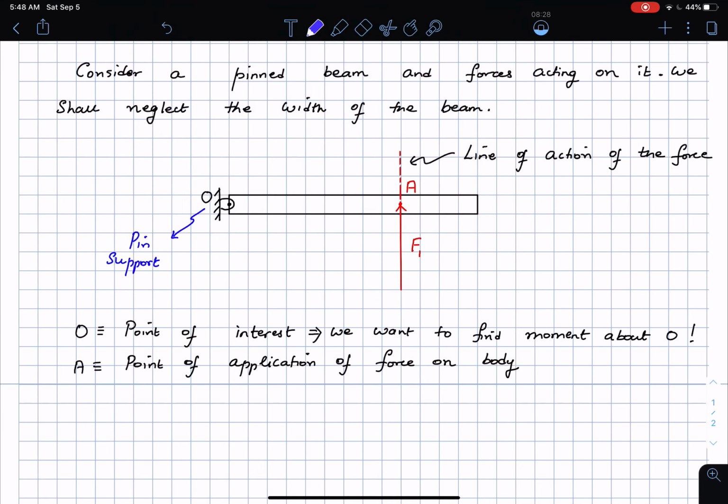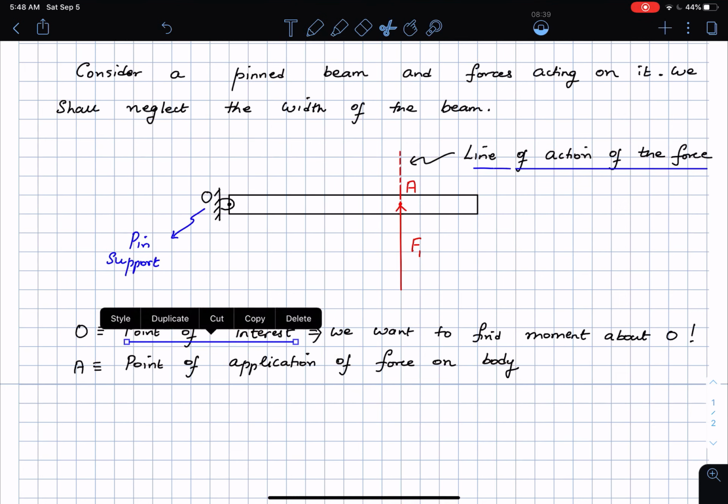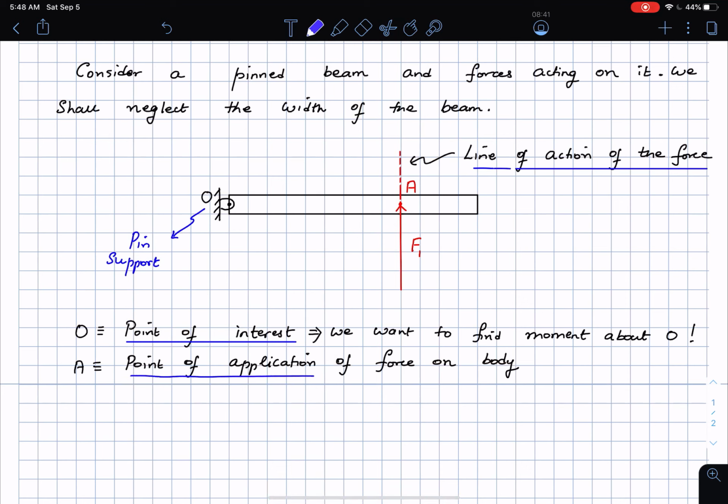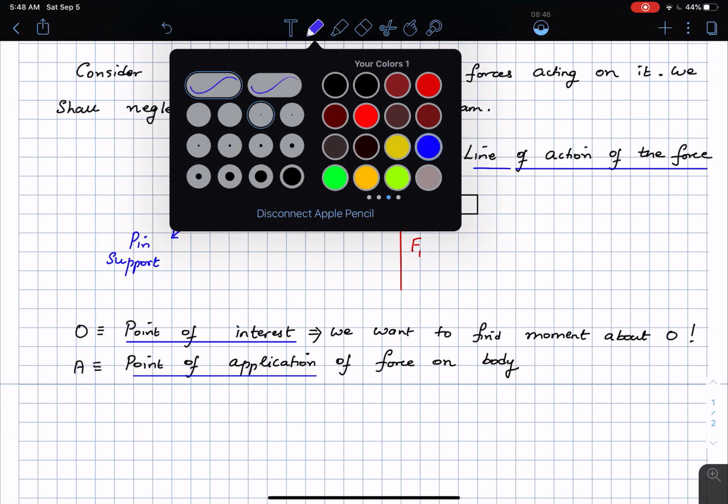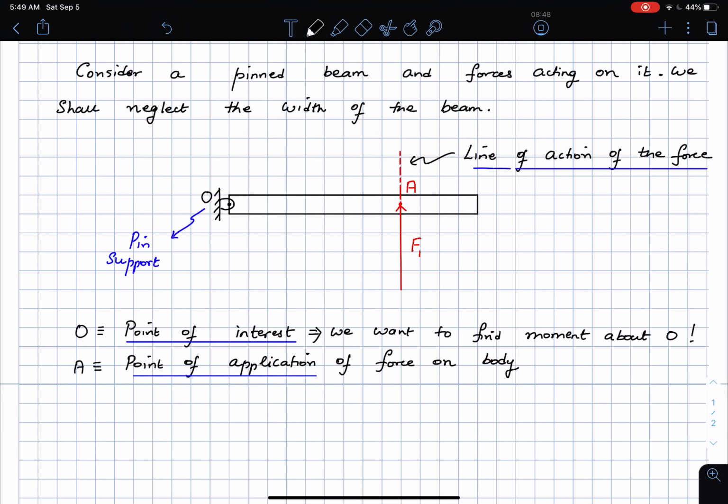That's also a key statement that you want to keep a note of. Okay, so line of action of the force, then I have something called the point of interest. Okay, and then I have the point of application on the body. And let me further say that the distance from the point of interest to the point A is given as a distance d1. Okay, so I'm going to mark that distance here. So this distance I'm telling is a distance d1.